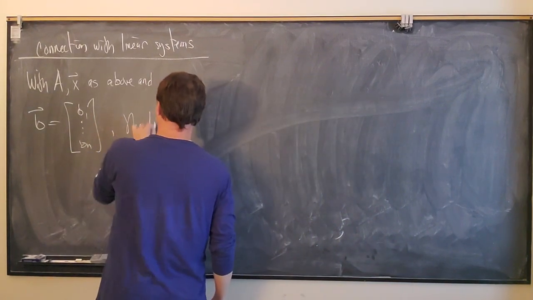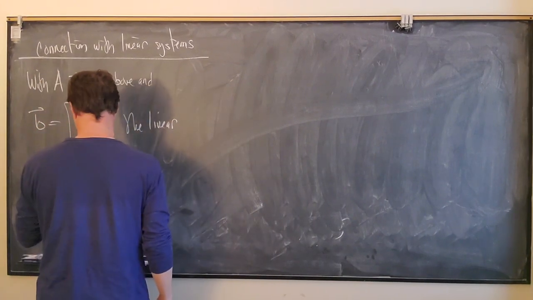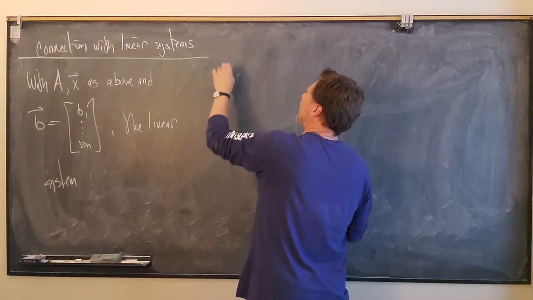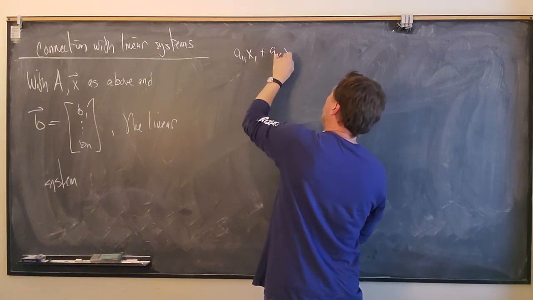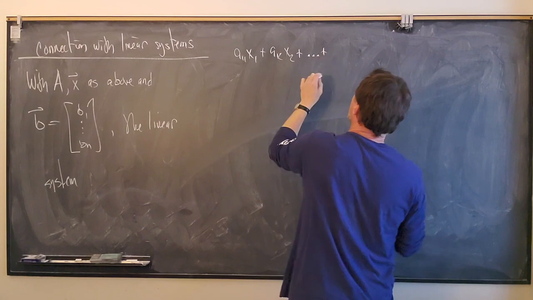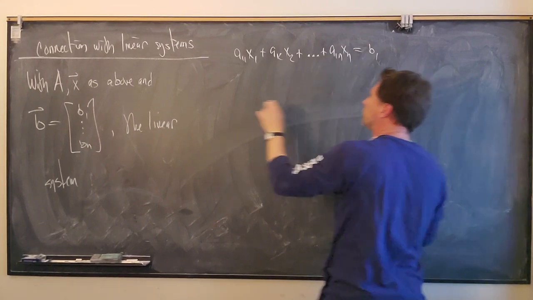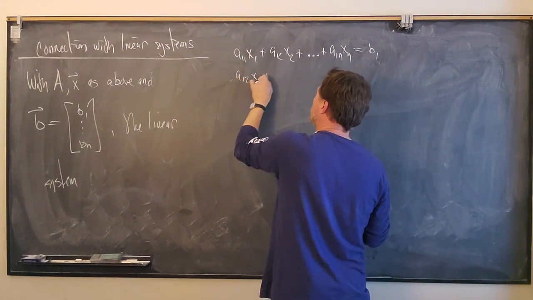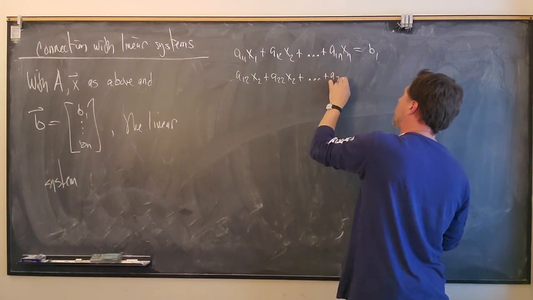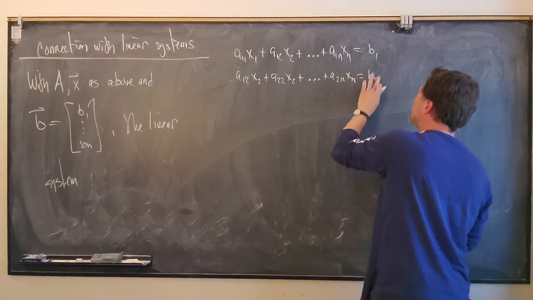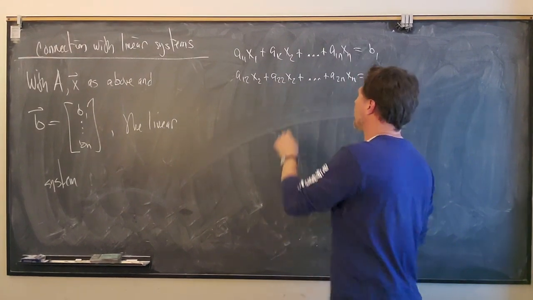The linear system will be our standard one. I'll write this out. So this is A11 times x1, A12 x2 plus dot dot dot plus A1n xn equals b1. A21 x1 plus A22 x2 plus dot dot dot plus A2n xn equals b2. This is the same one that I labeled as star, and I said I'm never going to write this down again, I'm just going to use star, and now here I am writing it down.